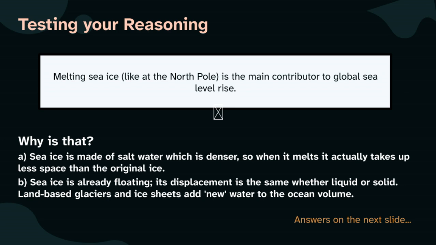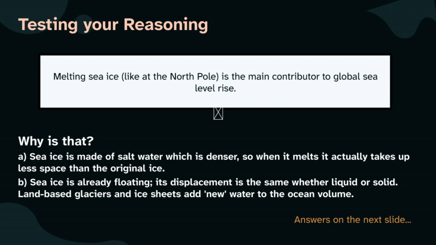Why? The most important reason is that sea ice is already floating. It is already displacing water. When it melts, it does not add a large amount of new water to the ocean. Think of ice cubes in a glass of water. When the ice melts, the water level does not suddenly overflow because the floating ice was already displacing water.